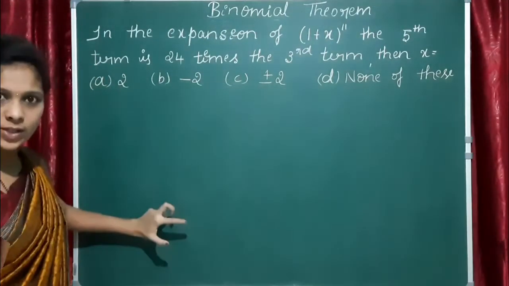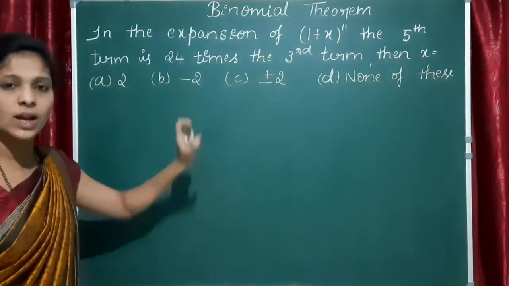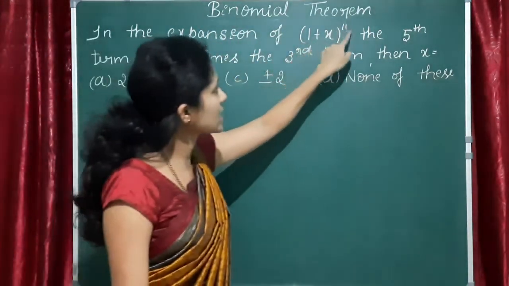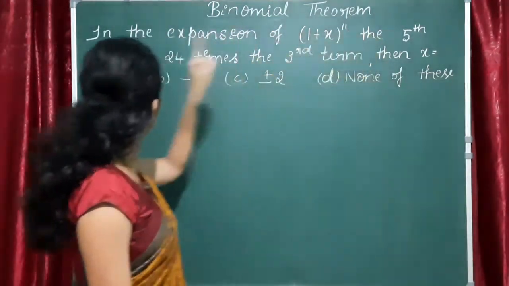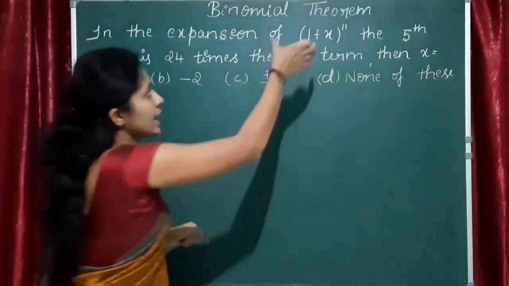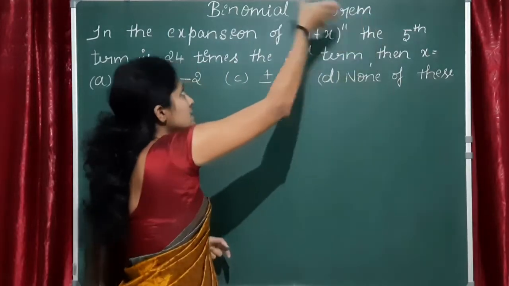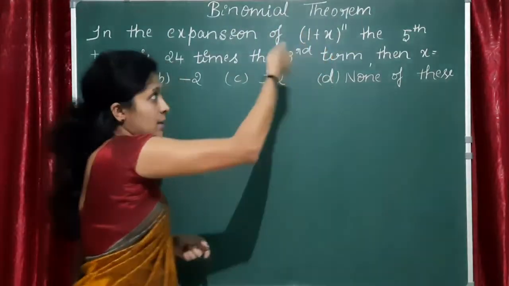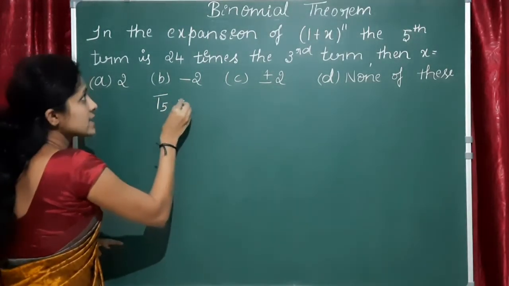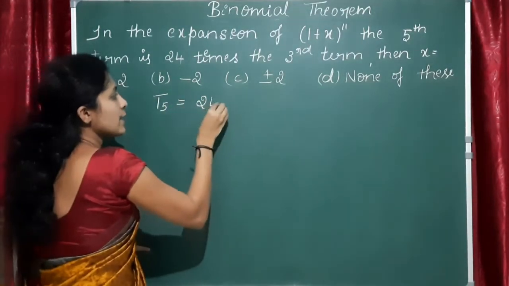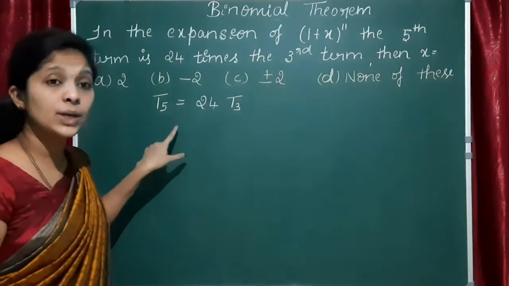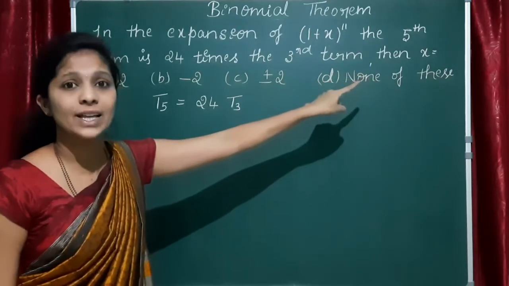I'm not going to solve this problem. I'll just explain how to solve it and you have to complete it. In the expansion of (1 + x) to the power n, the fifth term is 24 times the third term. What is given? In this expansion, the fifth term is 24 times the third term. That means T5 is equal to 24 times T3. Right? So this condition is given. By using this condition, you have to find the value of x.